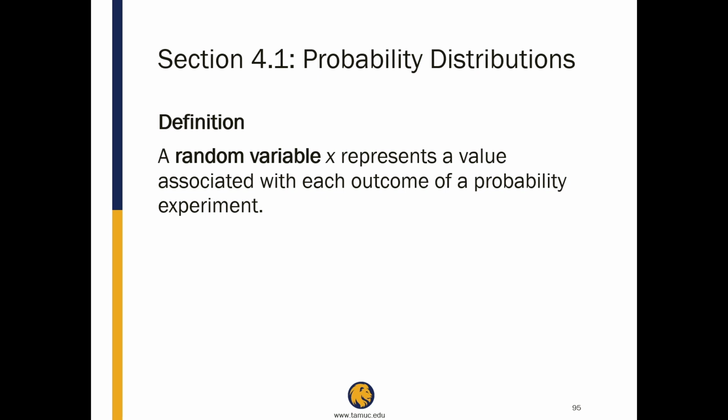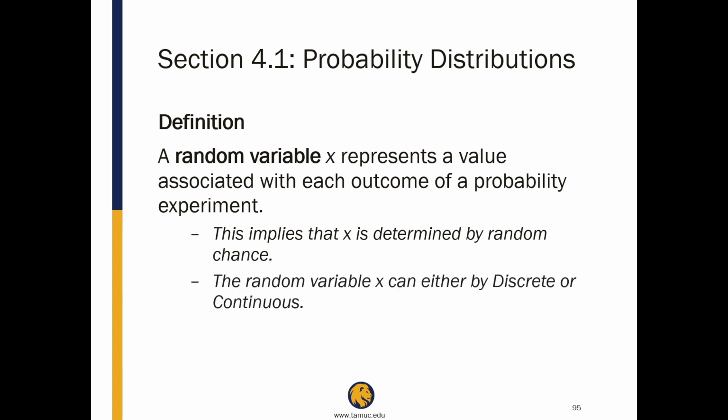So really one of the new things we're introducing is, beyond just the probability of something happening, we're going to have an associated value that goes along with that outcome. So we'll have both in this case now to do in our work in our calculations. So one thing we can also say is this implies that x is determined by random chance. The random variable x can also be called discrete or continuous.